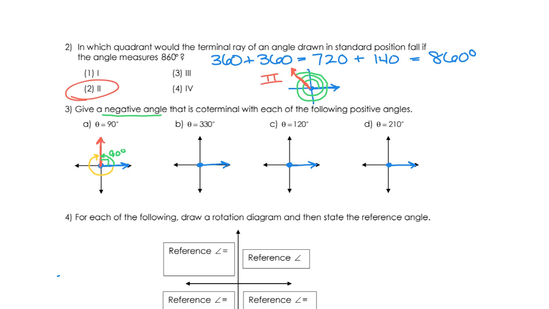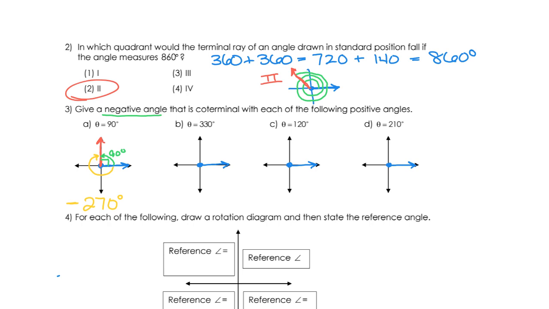So how far did we go down and around to meet up with it? Well, because we went down, that's a negative angle, and we would have to travel the rest of the circle. So if you think 360 minus the 90, we travel 270 degrees. All right, and that's the negative angle that is coterminal. Notice it ends in the same exact spot, okay, with each of the following positive angles. All right, so hopefully that makes sense. We're going to do it 3 more times.